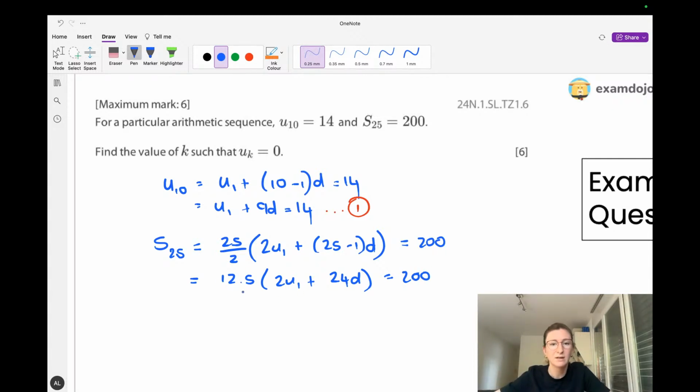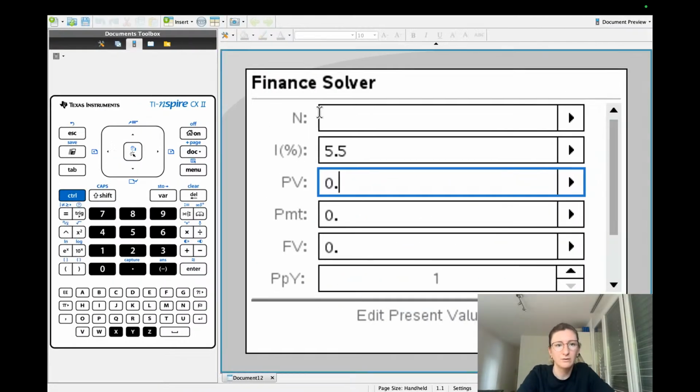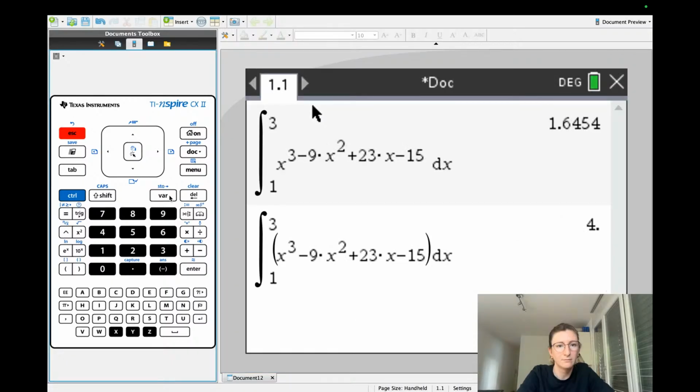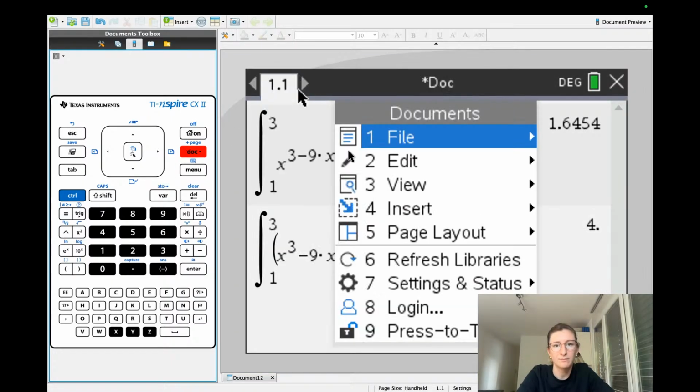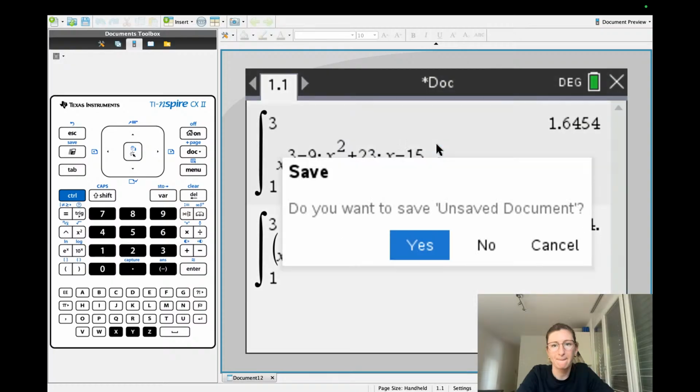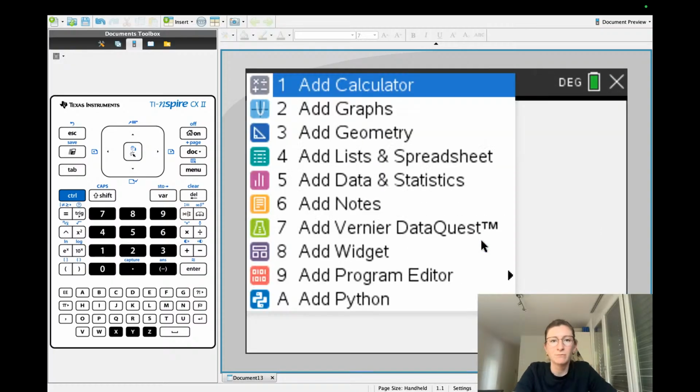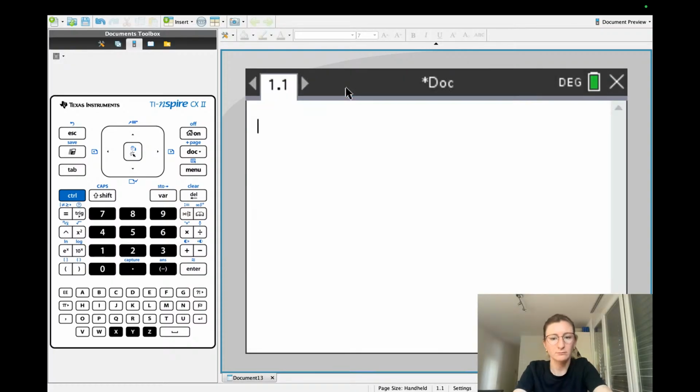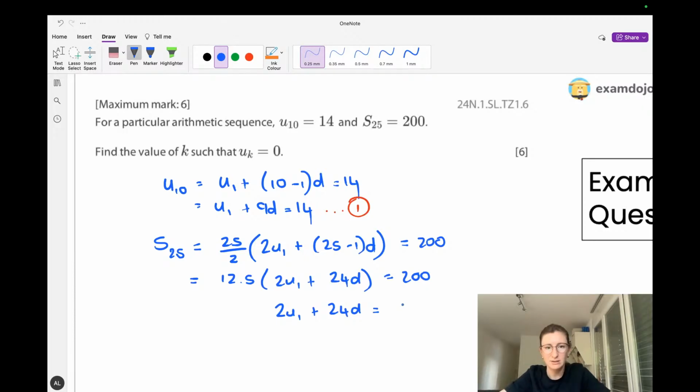And I can just get this on that side. So I can divide 200 by 12.5. 200 divided by 12.5 is 16. Okay, so it equals 16. That's nice. So that is our second equation.